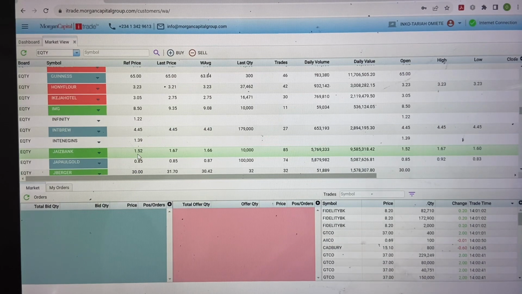Now, Jaiz Bank closed yesterday at 1.52 kobo, and then today the last transaction that happened went for 1.67 kobo, and so the reason why you have green color is because it is gaining at the moment.